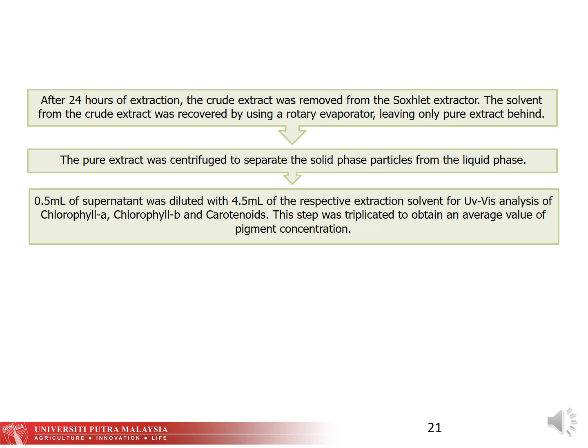After 24 hours of extraction, the crude extract was removed from the Soxhlet extractor. The solvent from the crude extract was recovered by using a rotary evaporator, leaving only pure extract behind. The pure extract was centrifuged to separate the solid phase particles from the liquid phase. 0.5 ml of supernatant was diluted with 4.5 ml of the respective extraction solvent for UV-Vis analysis of chlorophyll A, chlorophyll B and carotenoids. This step was triplicated to obtain an average value of pigment concentration.